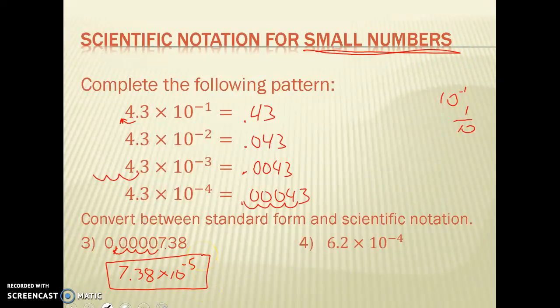Here I have a number in scientific notation, and I want to put it as a regular number. I'm going to start with 6.2, but what I want to do is take this decimal and move it 4 spaces to the left. So it's going to be 1, 2, 3, 4, and my decimal is going to be here. It's going to be 0.00062, and that is a number in standard form.